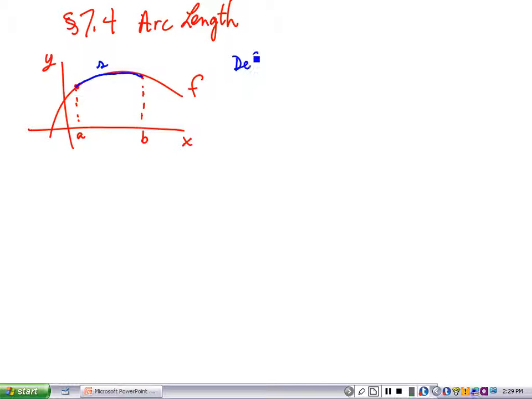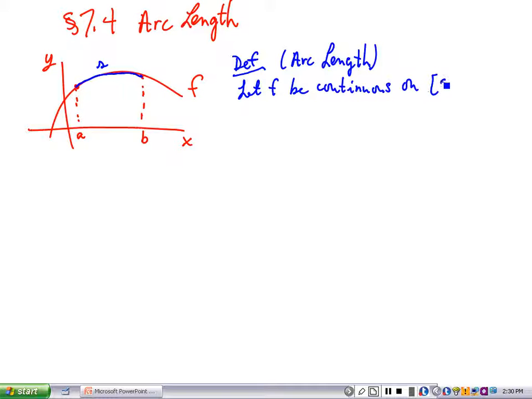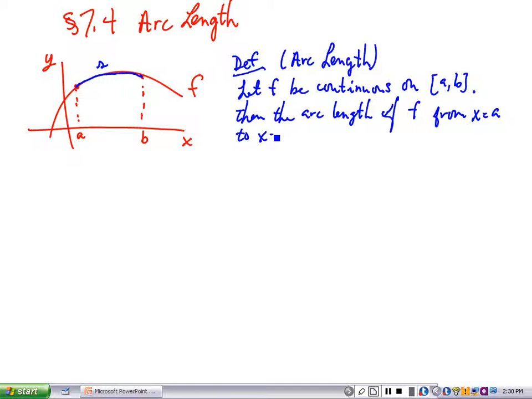And so by definition, let f be continuous on some closed interval from A to B. Then the arc length of f from x equal to A to x equal to B is this guy, just the integral from A to B of the square root of 1 plus f prime of x, all to be squared, dx.